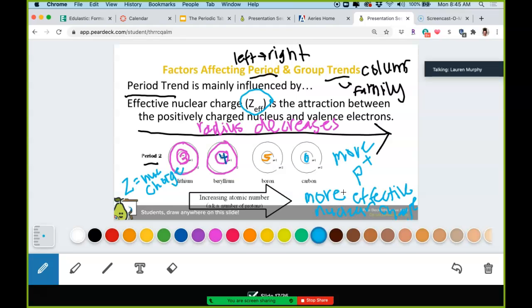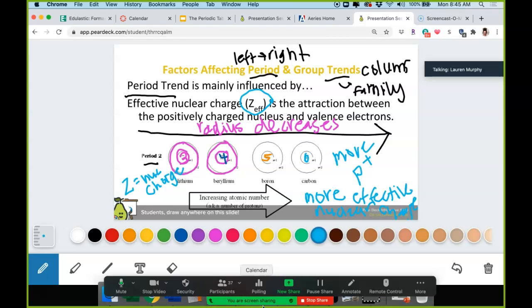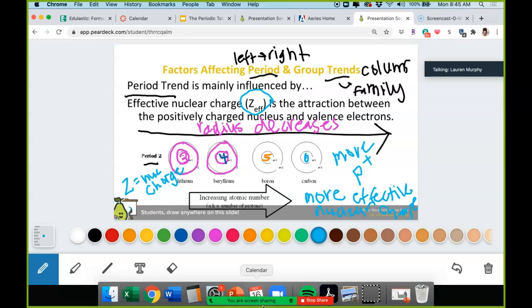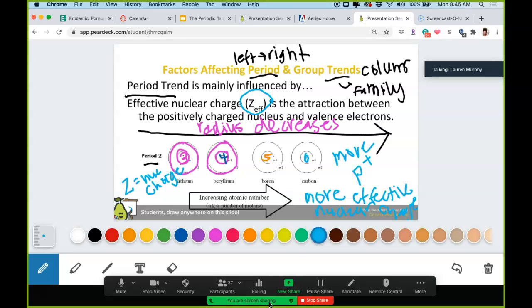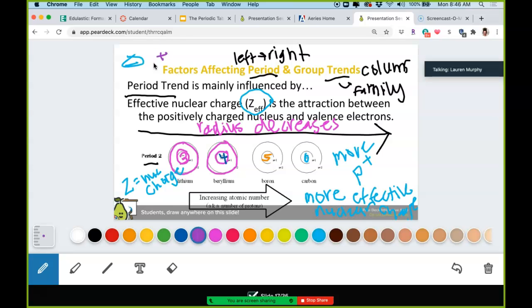So what does this whole fancy term mean? Well, what keeps electrons attached to an atom? Does anybody know? Why don't electrons fly off the atom? What keeps them there? Anybody want to guess? What keeps the electrons in orbitals around the atom? Well, it's the protons, right? Electrons are negatively charged while protons are positively charged. So it's this attraction that keeps the electrons around the atom.